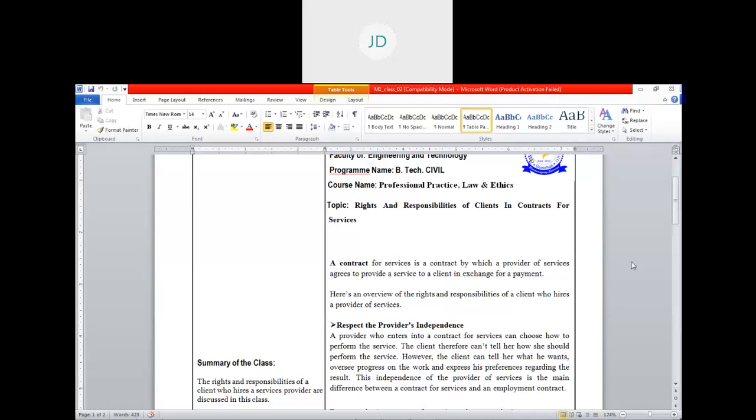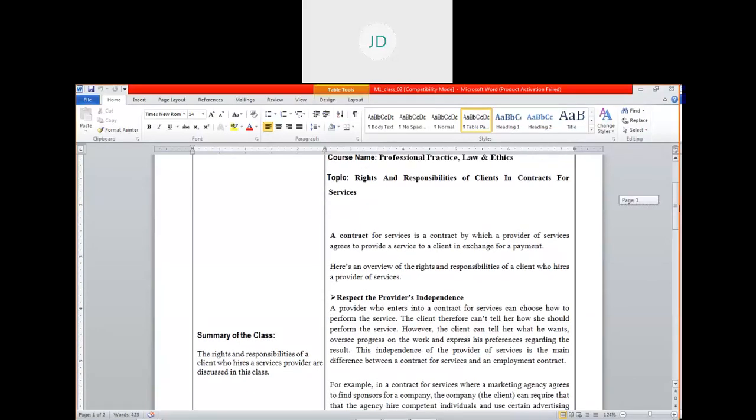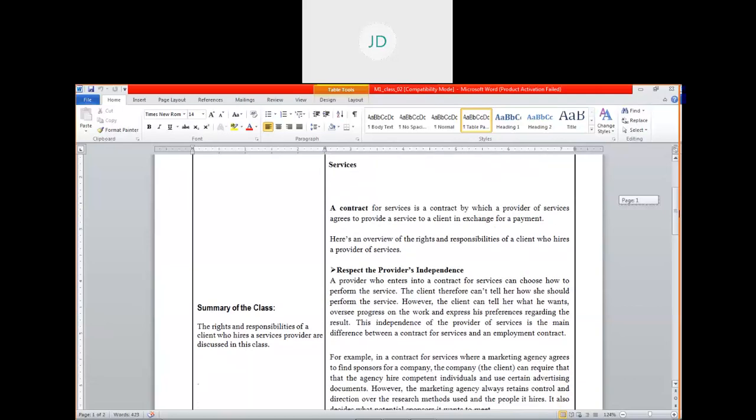Now let's discuss what are the basic responsibilities or rights of a particular client who hires a provider of service. So let's discuss their responsibility. We are talking only about responsibilities of the client. Okay? So the first one is: respect the provider's independence. From this line also you can get the idea.